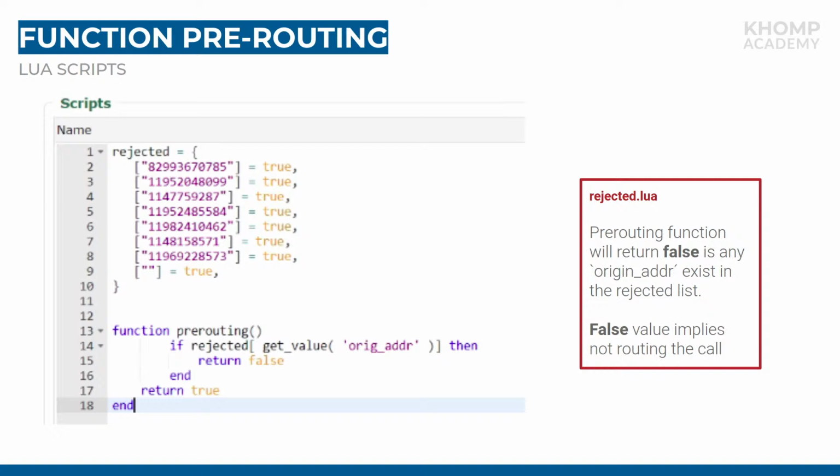So here is our first example. It's a very simple example. If you see here, this is a list of numbers. This is an array, and all of this is in the rejected variable. So we have different numbers, and then we are going to reject these numbers.